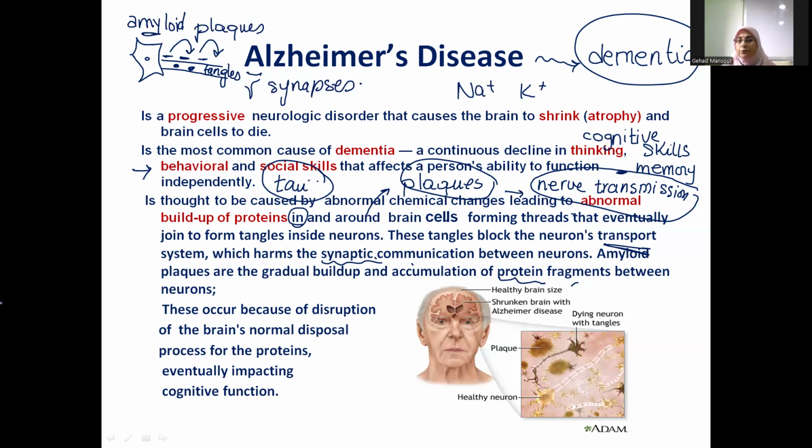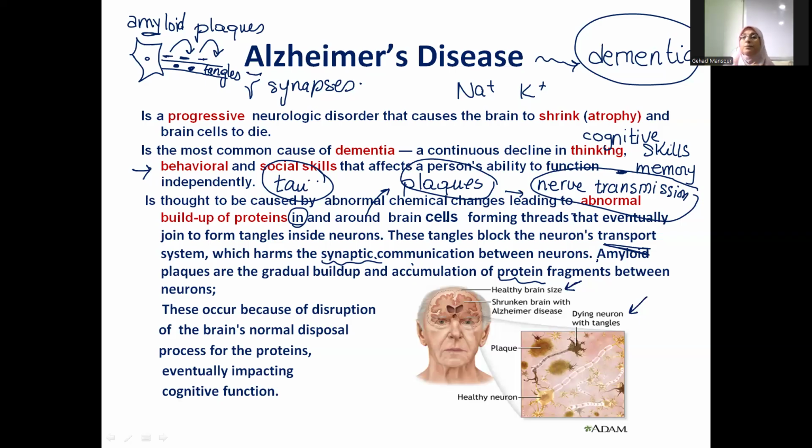But if you have Alzheimer's disease, then the rate of building up of these tau proteins and these amyloid plaques inside the neuron, outside the neuron and in the synapse will be more than the rate of getting rid of them. So gradually the neurons will die because of the tangles inside them and because of the amyloid plaques outside them, and gradually there is a shrinking in the brain.